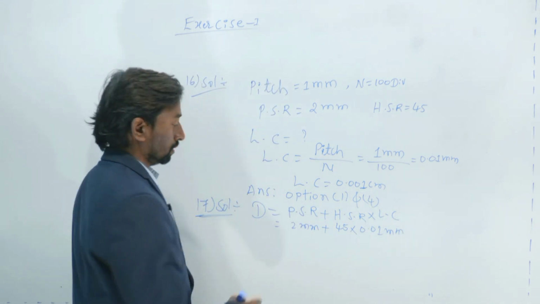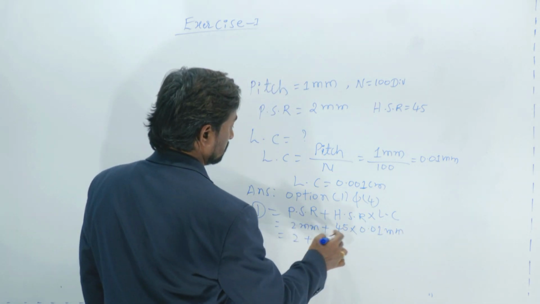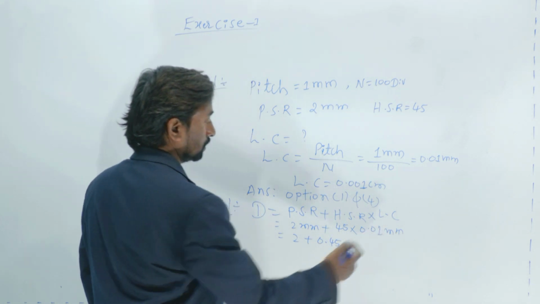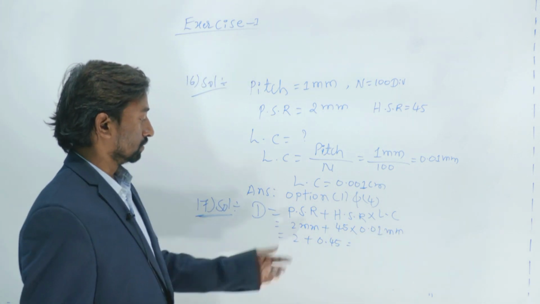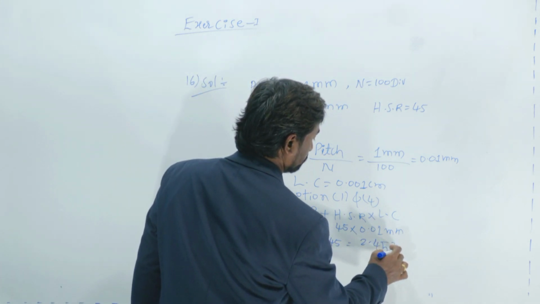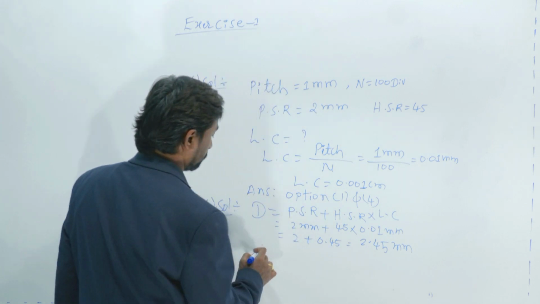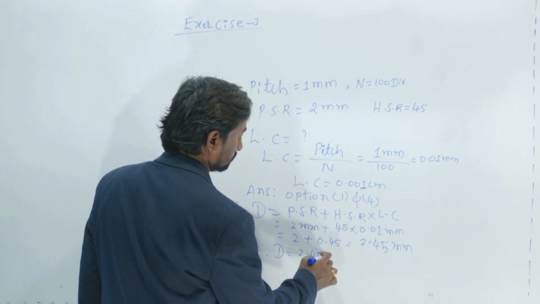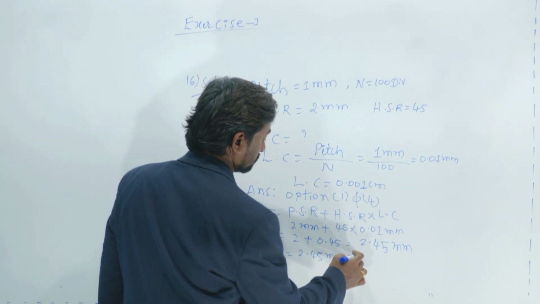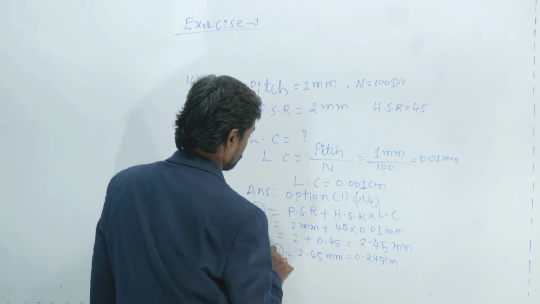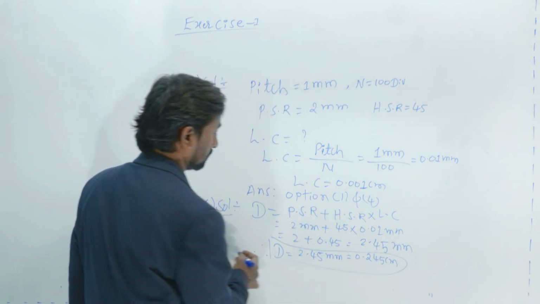0.01 mm there. Now multiply here 2 plus 0.45, that will be the multiplication after multiplying the least count. Then here, 2.45 mm. Therefore, diameter can be written as 2.45 mm, that is also equal to 0.245 centimeters. So that is the answer.